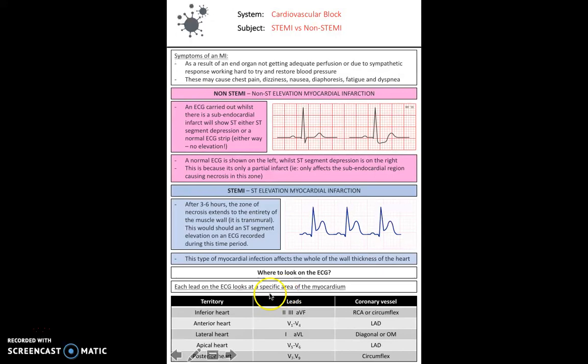ECG leads all look at a specific part of the myocardium, and it's really important to be aware of what part of the heart you're looking at in what leads, because this will allow you to assess which coronary artery has been occluded. So that's everything for this video.